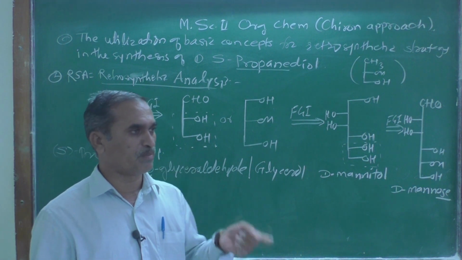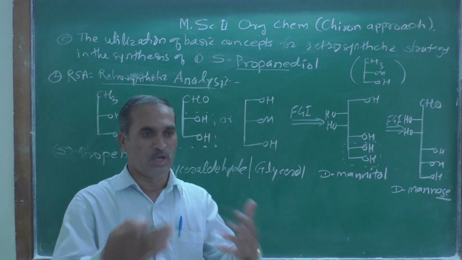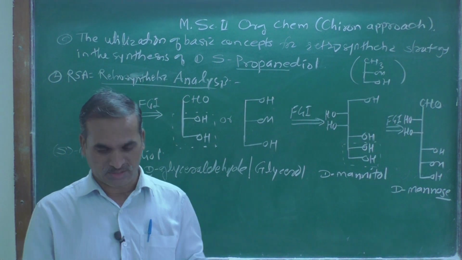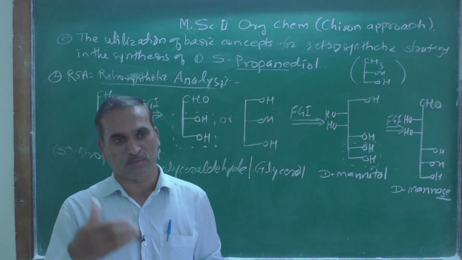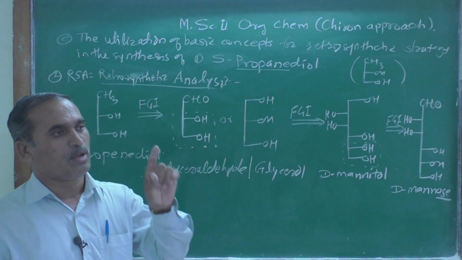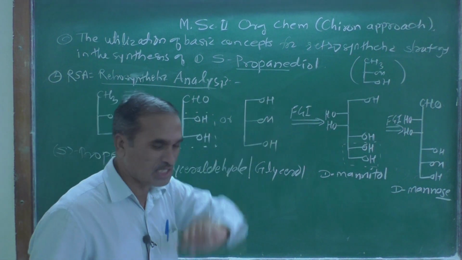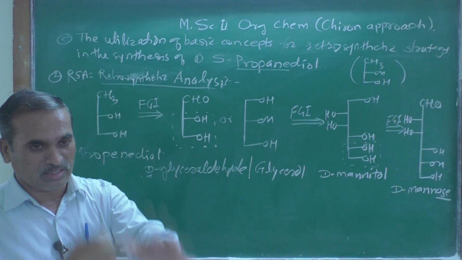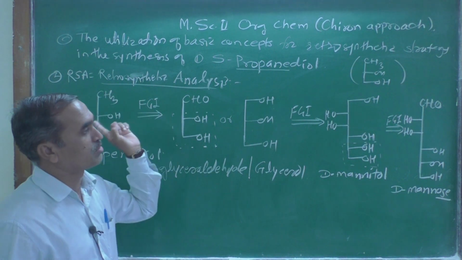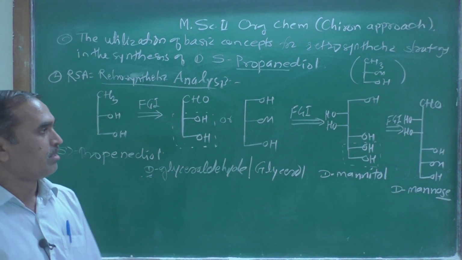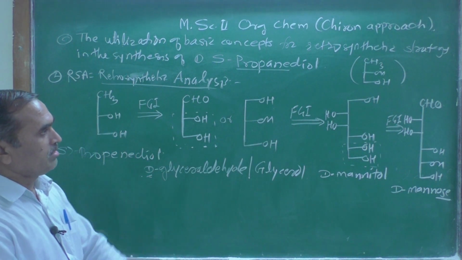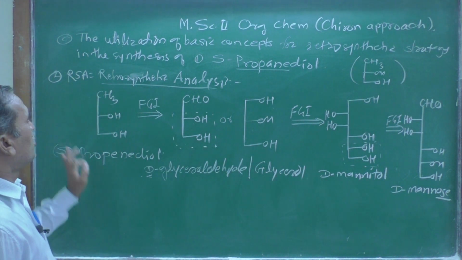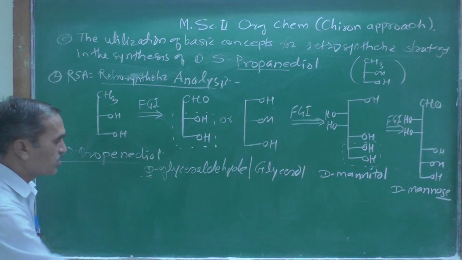The process of breaking down the target molecule into convenient starting material by using disconnection and FGI is known as retrosynthetic analysis. I am repeating this word again and again so that you can understand this concept very clearly. Look at this retrosynthetic analysis of this first molecule, which is S-propane diol.